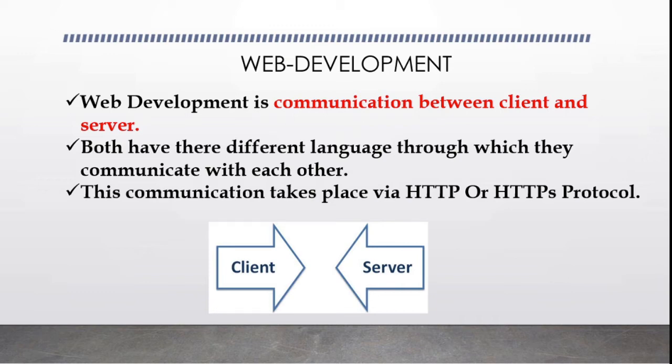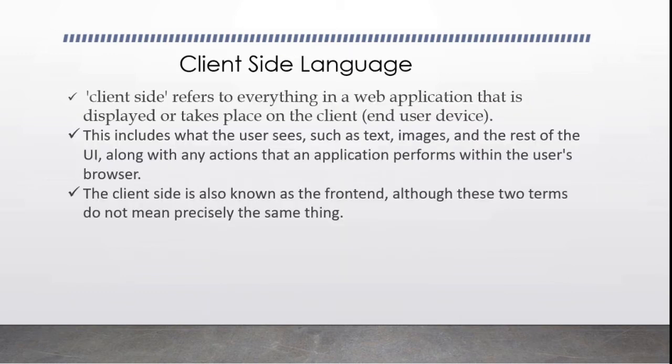The same thing is happening between the client and the server. The client has its own language and the server has its own language through which they communicate with each other. This communication takes place via the HTTP protocol. Your telephone is like the HTTP through which you both can communicate. Likewise, through HTTP, the client and the server communicate with each other. Now let's get started with our main topic, the client side languages.